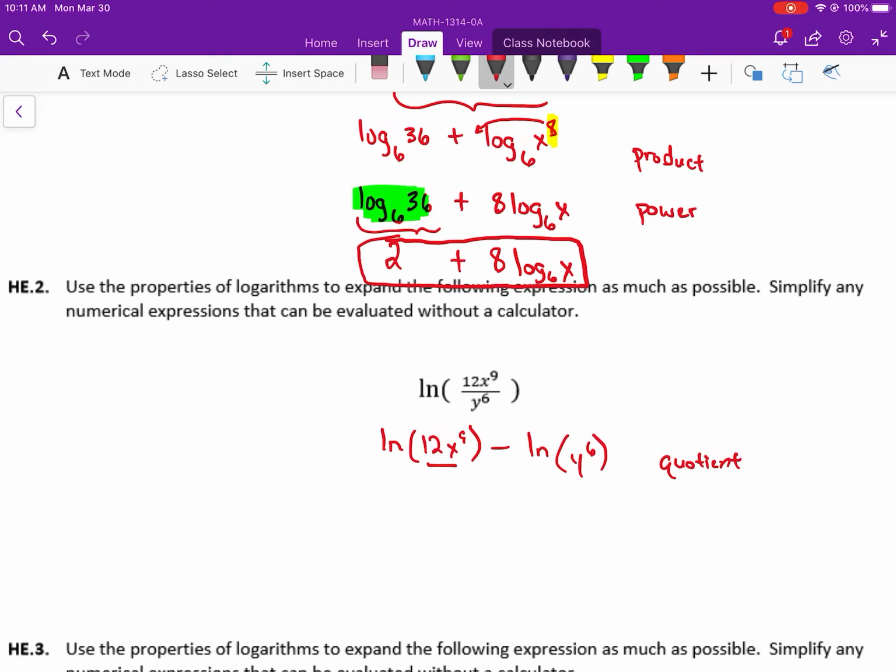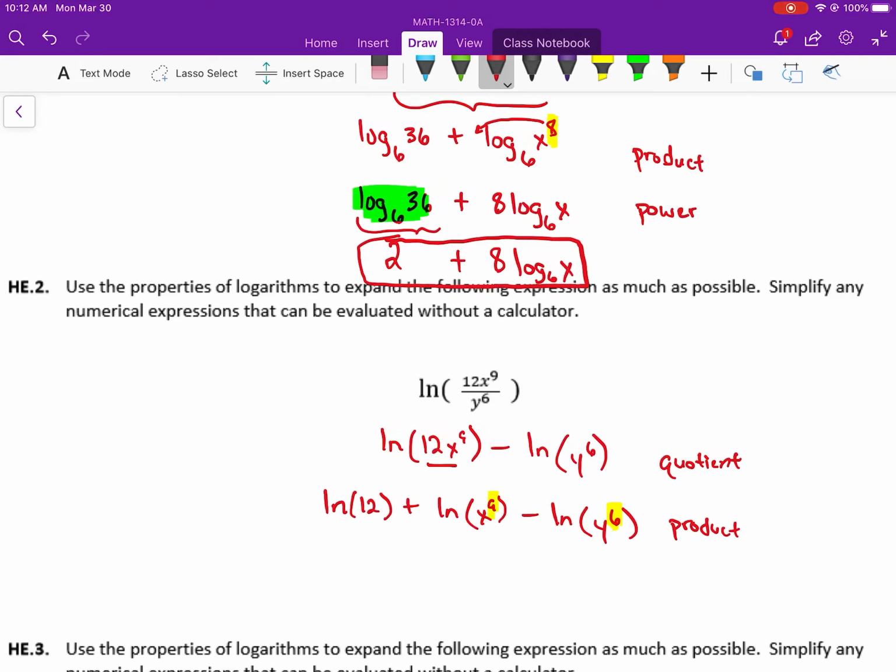We see right here, just like we did in Hawk's example 1, that's 12 times x to the 9th, okay? So I can use the product property to expand that even further. All right, so ln 12 plus ln x to the 9th minus ln y to the 6th. Okay, and that was our product property to separate that. All right. Now, hopefully you can see that we still have one more property to do.